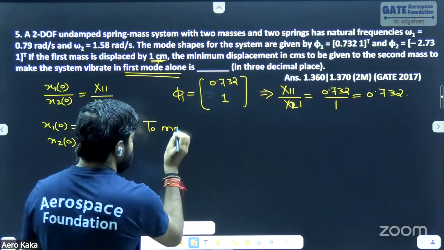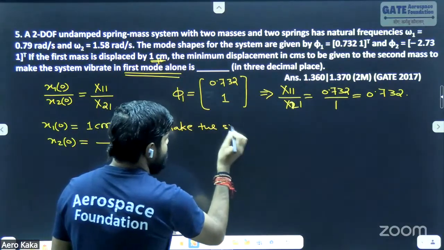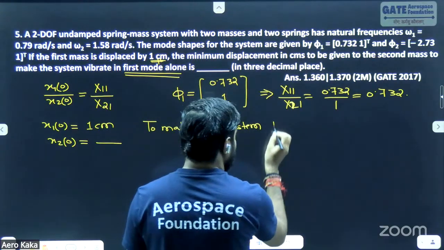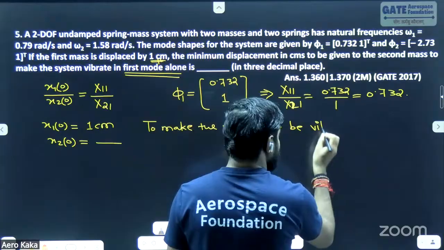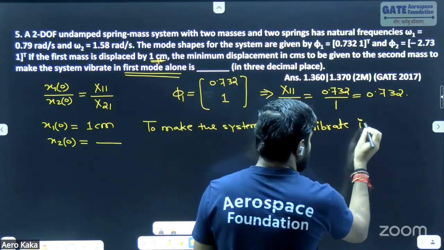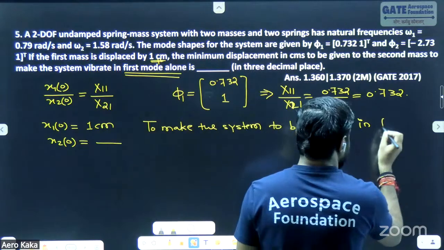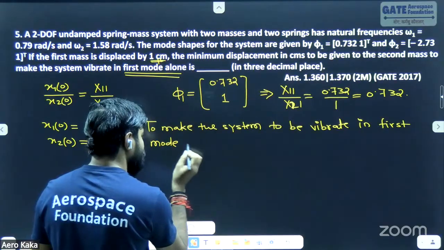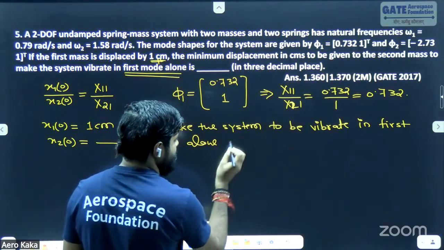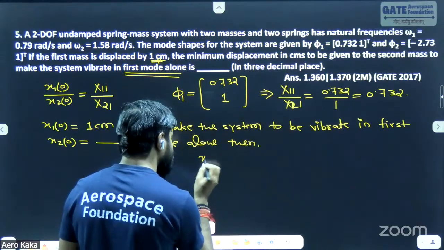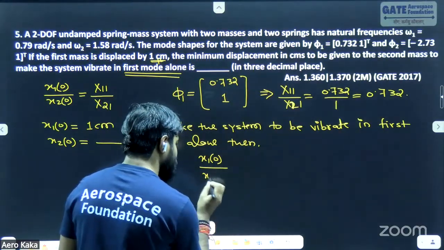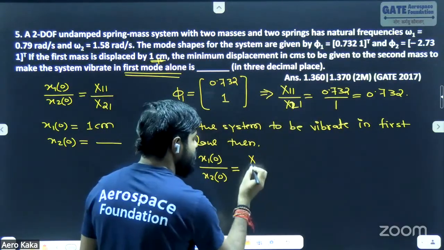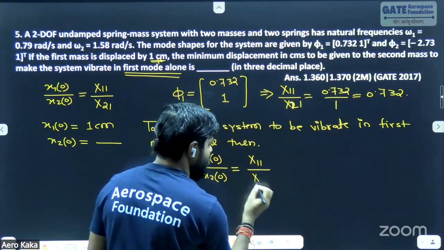To make the system vibrate in first mode alone, what it means by first mode alone is pure mode. Then which condition should it satisfy? The initial displacement ratio should be equal to the mode shape ratio, or mode shape value, which is how much we are getting?